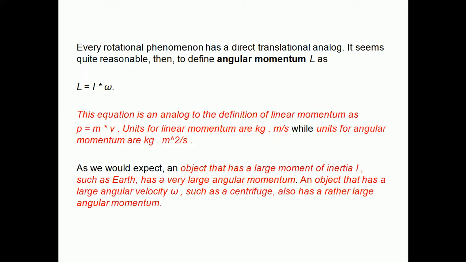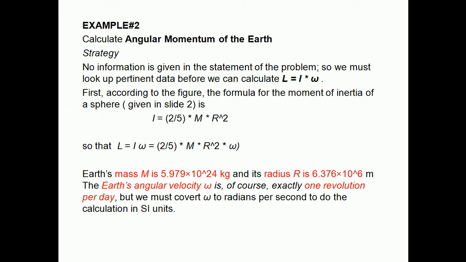We will be calculating the momentum values in the next example. This is a very simple example. Calculate the angular momentum of the earth. In this question, you see no data has been given. We just want to find out what is the angular momentum of the earth. So what is the angular momentum? Angular momentum is equal to the moment of inertia multiplied by the angular velocity. This is the formula we saw in the last slides, the moment of inertia I multiplied by the angular velocity. So we need to put the values in this one.